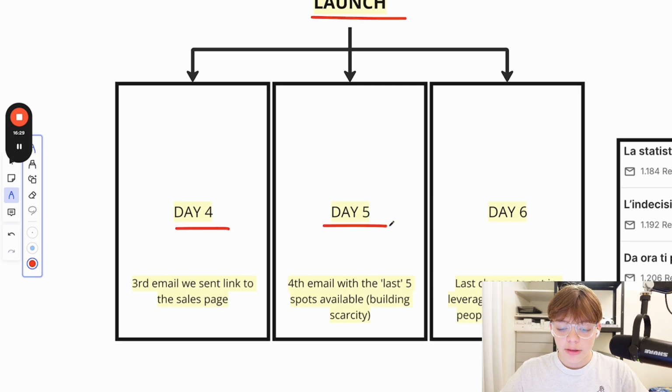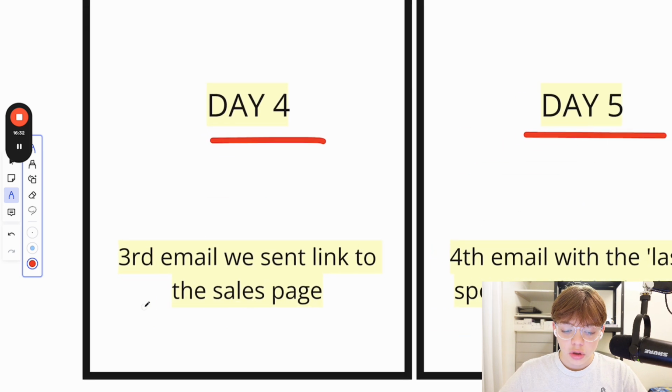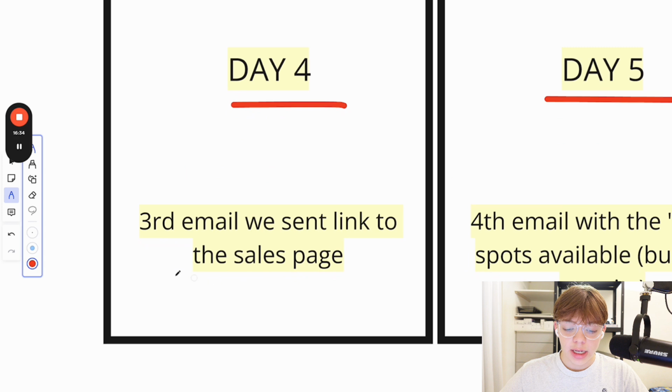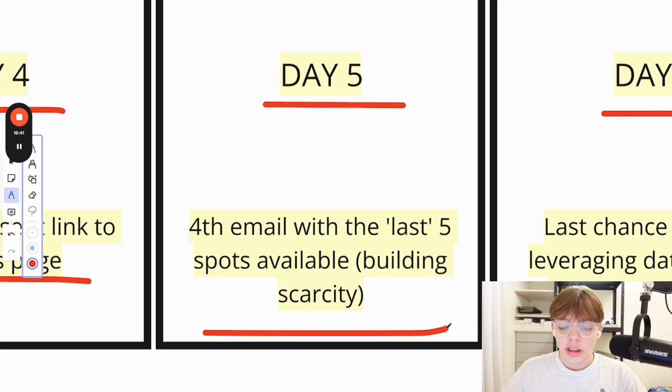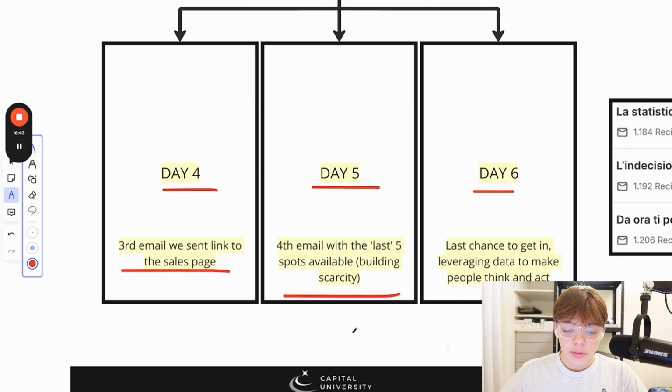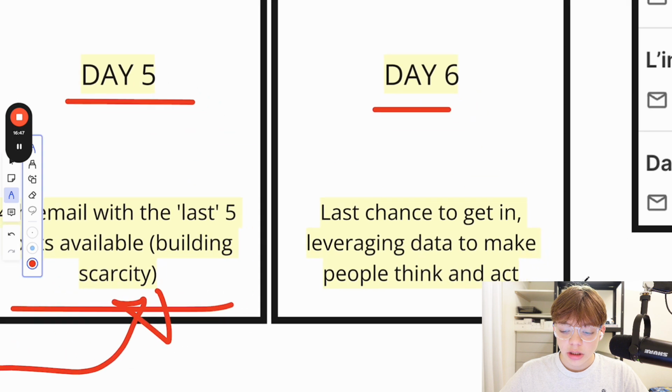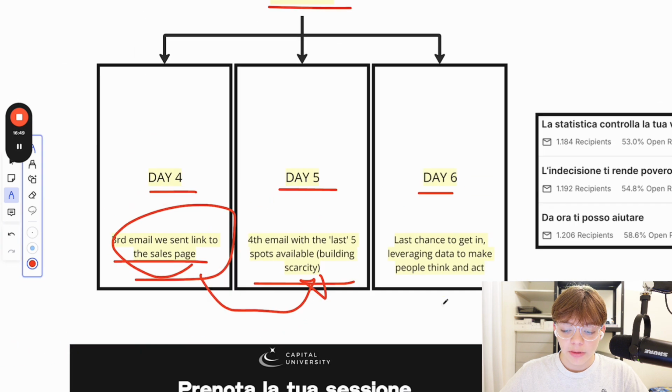This is done on day 4, day 5, and day 6. So on day 4, the third email we sent out with a link to the sales page. On day 5, the email list with the last 5 spots available, which is essentially just building scarcity from the day ones. For the people who didn't sign up here, they're going to sign up here, and then last chance to get in, leveraging data to make people think and act, right?